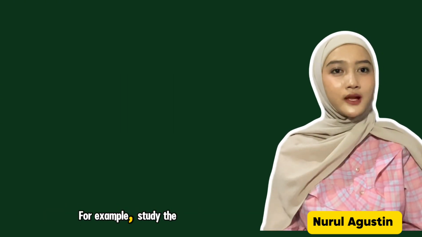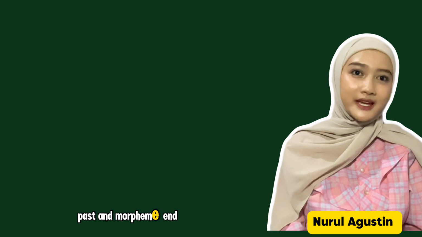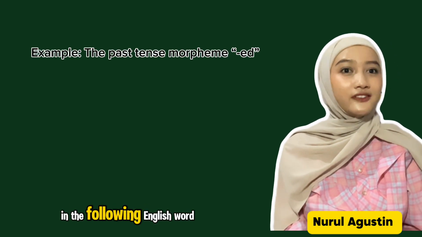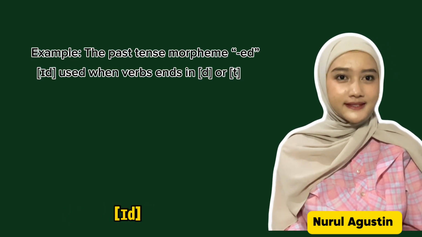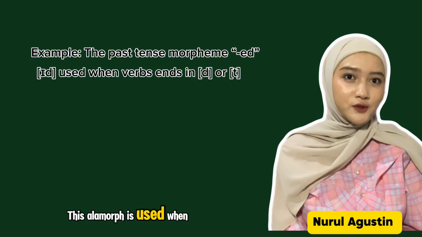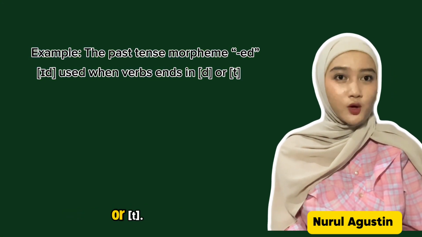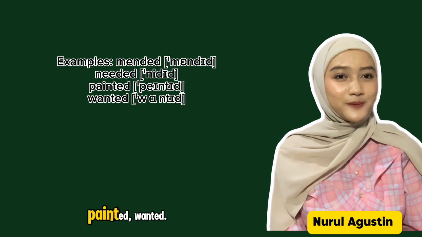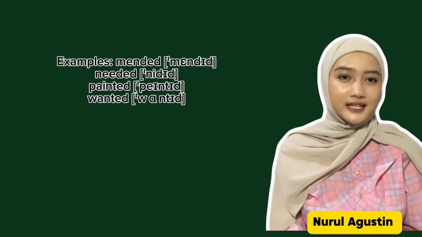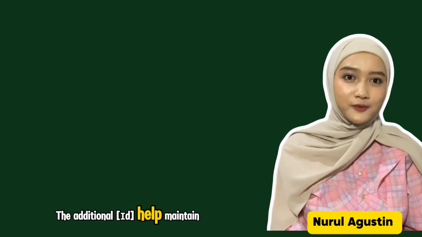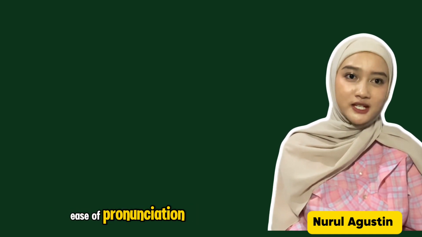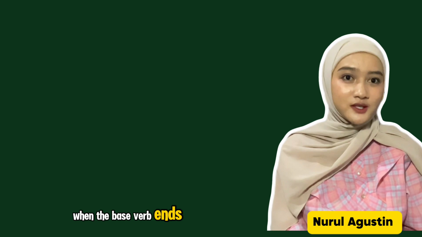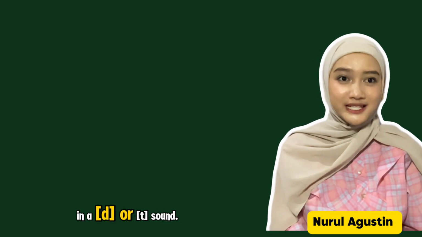For example, study the past tense morpheme, ending with -ed, in the following English words. First, id. This allomorph is used when the verb ends with the sound t or d. For example, mended, needed, painted, wanted. The additional i helps maintain ease of pronunciation when the base verb ends in a t or d sound.